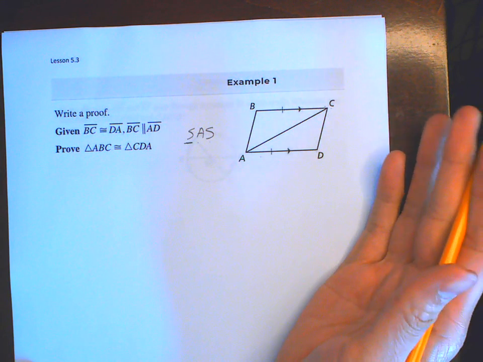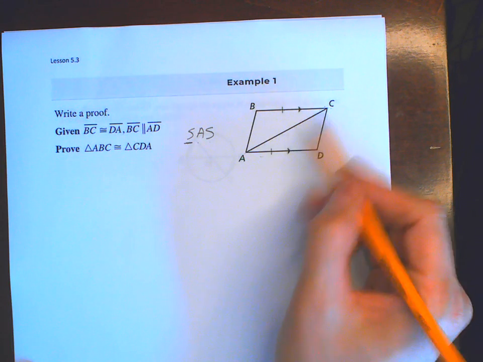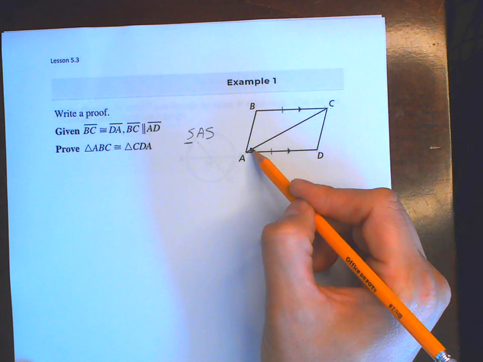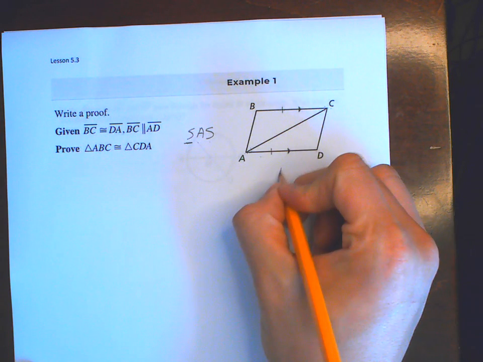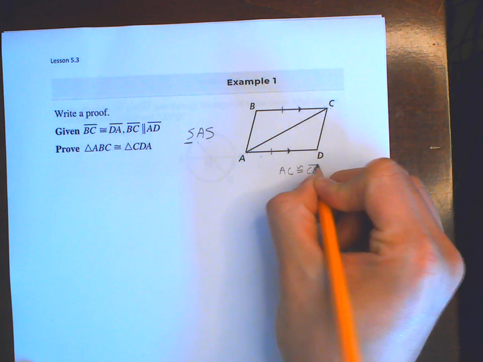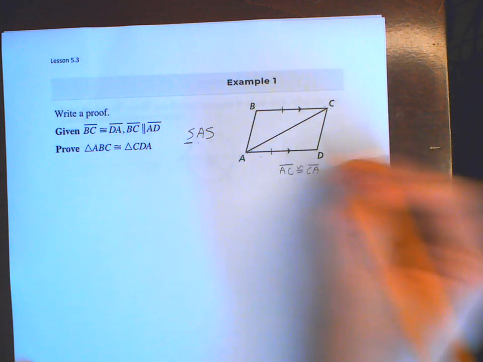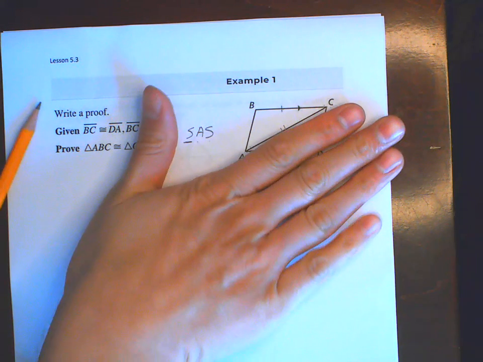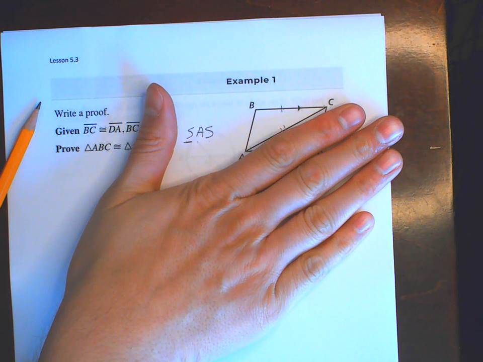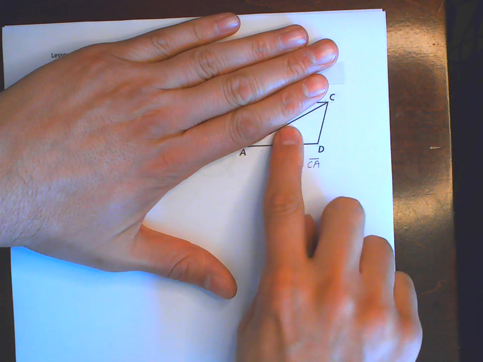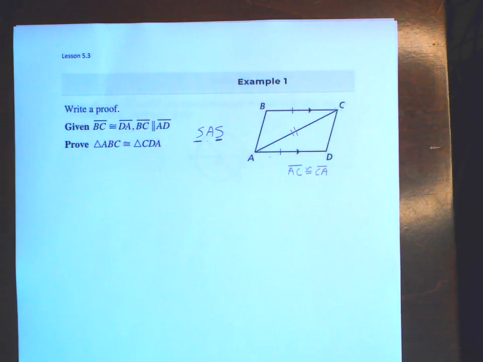Well, let's see. Here's the thing. You notice that AC is a common shared side. Okay, so AC is going to be congruent to itself, CA. That's called the reflexive property. That means that this side right here is going to be congruent to itself. So if I look at it like this, I have a triangle where I have a marking of 1 and 2. And on this one, I have another triangle with 1 and 2. So now I have this already. I just need my included angle.